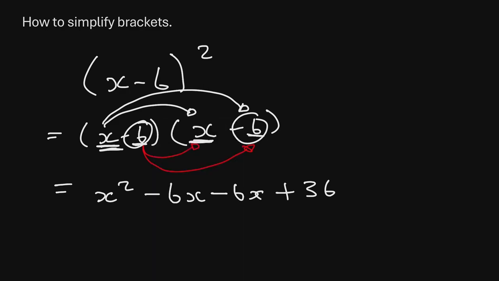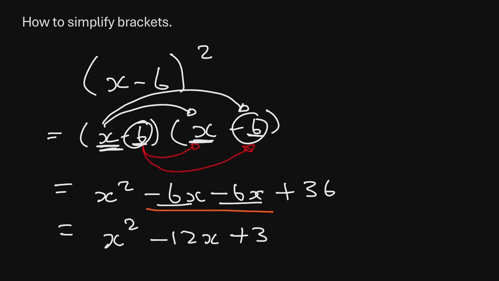Now to add this, you look at the like terms. So we have x squared, and then negative 6x minus 6x is negative 12x. Then we have plus 36.